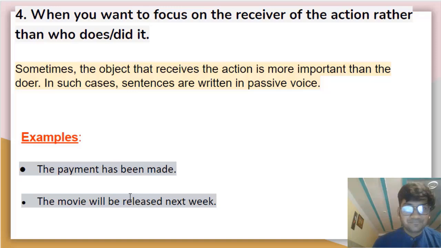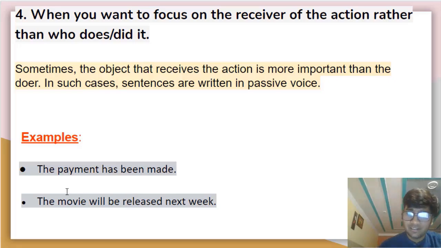Case number 4, when you want to focus on the receiver of the action, when what has happened, what or whom has received the action is more important than who has done it, we use the passive voice. A lot of times, what has happened, what or whom has received the action, which is basically the object, is more important to us than the subject, than the doer of the action itself. And when such is the case, write the sentence in passive voice.